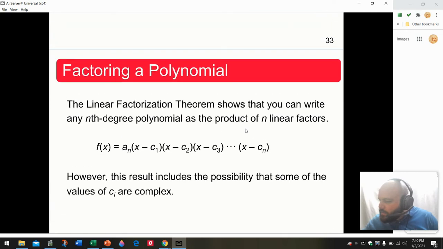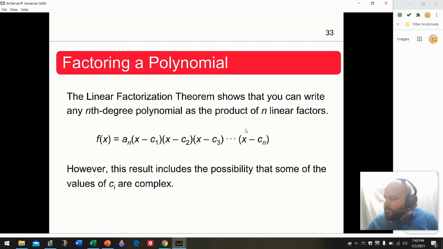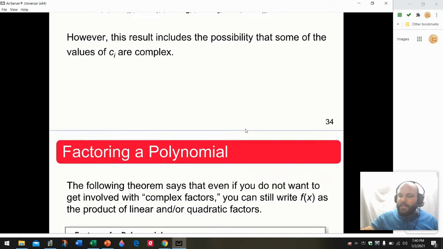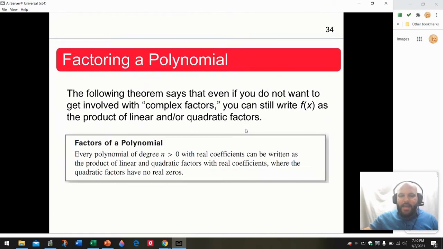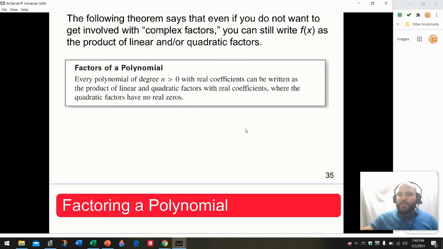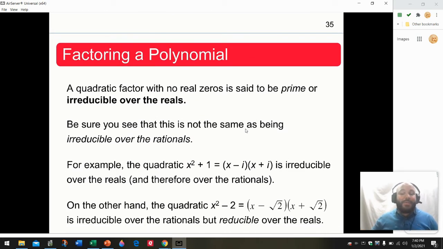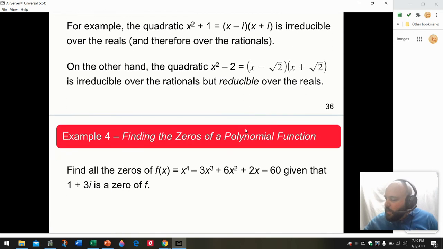Now, this talks about the linear factorization theorem, and basically all that tells you is exactly what I have already said in the previous video, that if you have a 4th degree, there's going to be 4 linear factors. Now, that means, though, some of them might not be real factors. There might be imaginary ones. And you can have a quadratic equation that is irreducible over the reals, like I've shown you.